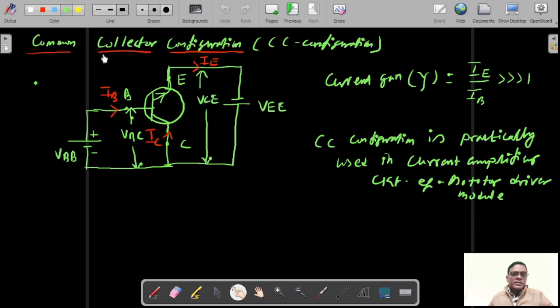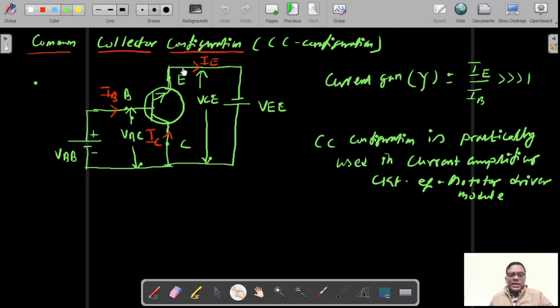The next configuration is the common collector configuration, which in short is written as CC configuration. Here in CC configuration, I have taken the collector terminal at the bottom, the opposite terminal is the emitter, and the middle is the base. The next step is to mark the direction of the emitter current first. Keep in mind, first we have to mark the direction of emitter current. We have to focus on the emitter current. This emitter current is outwards.